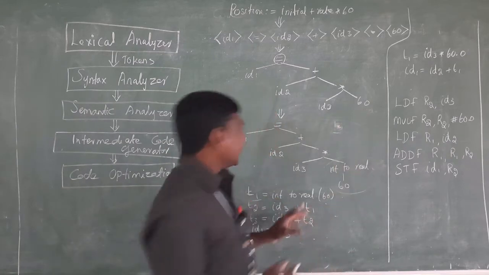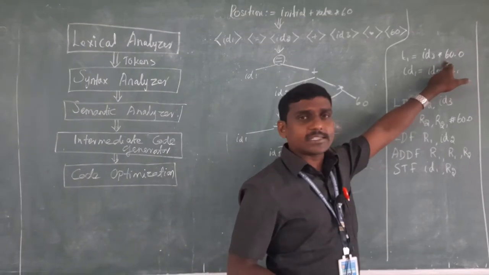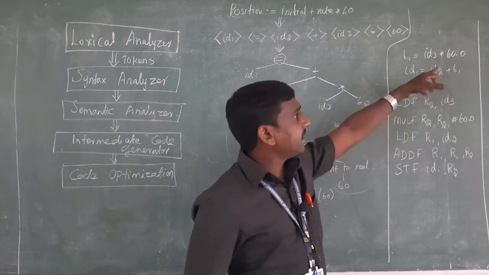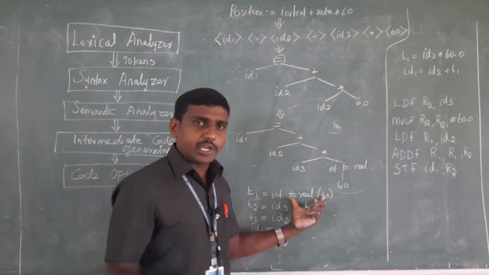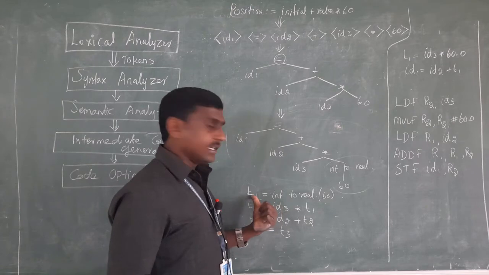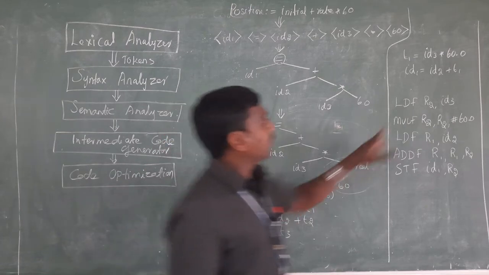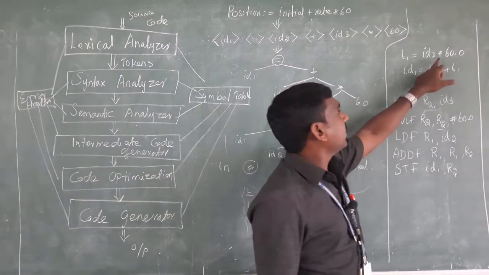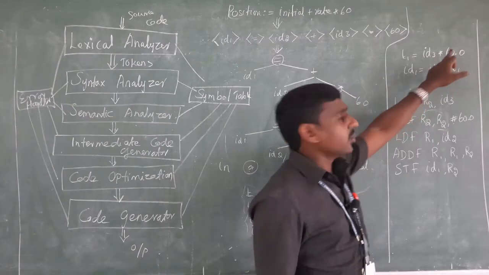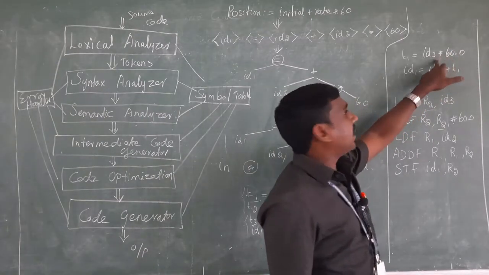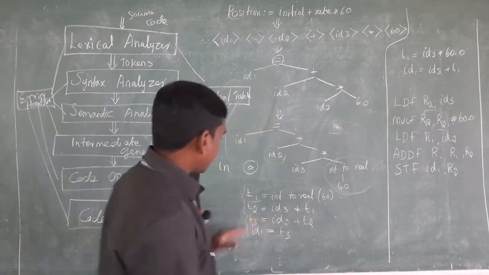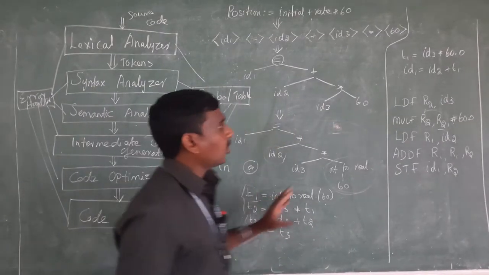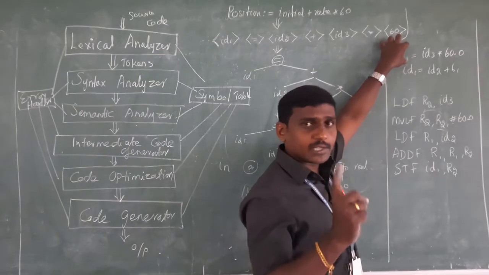For example, T1 equals ID3 star 60.0. Here I converted the integer to real of 60 and assigned it to T1, but directly I can give the real number 60.0. Now this real number is multiplied with ID3 and stored in T1. So these two lines of code I have executed in a single line of code.